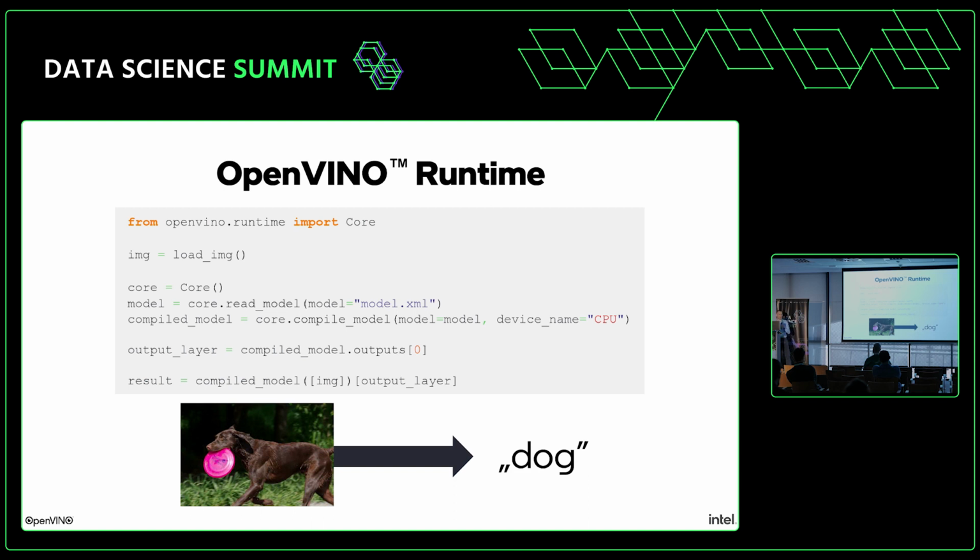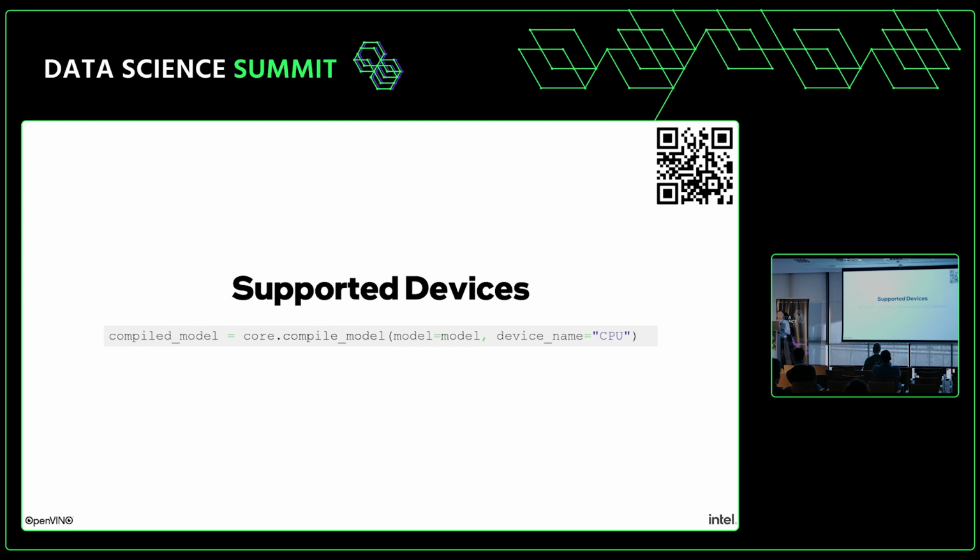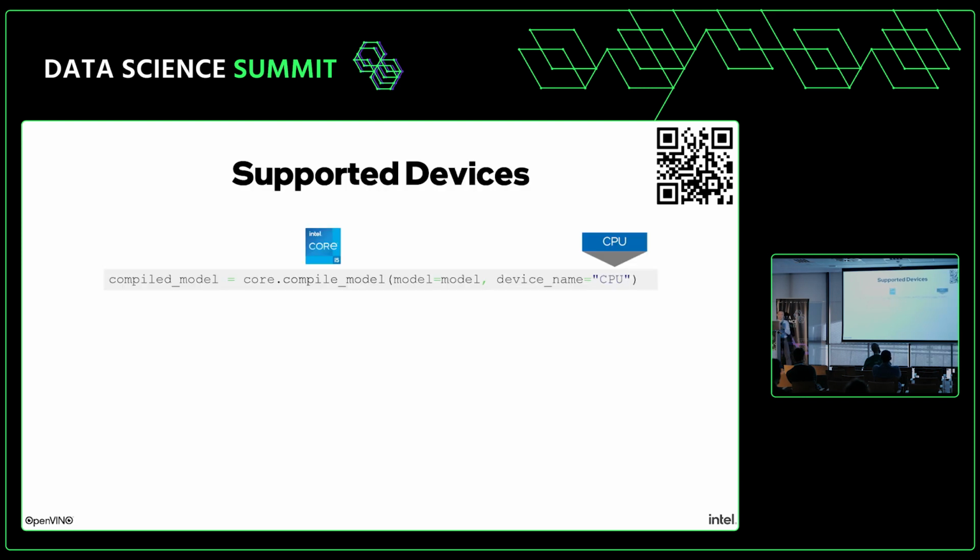But there is a natural question, what device can I put here? Of course, you can compile your model for a CPU, and it means that you will run on Core, Xeon, or Atom. You can also put here GPU. It means you will run on HD graphics, Intel UHD graphics, which is integrated GPU into your CPU. You can also use GPU to run on Flex series or ARC cards. If you put here Myriad, it means you will run on this device, Neural Compute Stick 2.